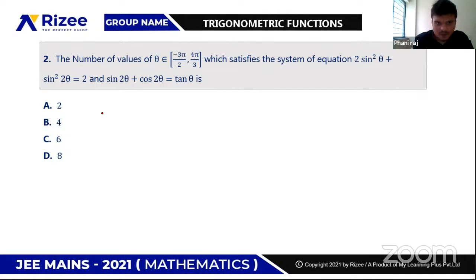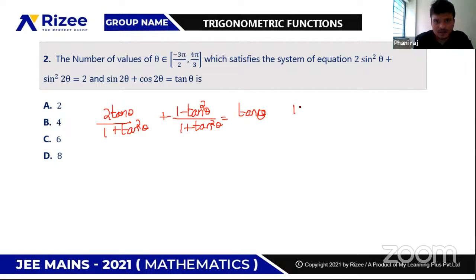So we'll write sine 2 theta in terms of tan theta. What do you get in terms of tan theta? It's 2 tan theta by 1 plus tan square theta, plus 1 minus tan square theta by 1 plus tan square theta, equal to tan theta, correct? These are the standard formulas for sine 2 theta and cos 2 theta in terms of tan theta. I highly recommend you all go through all those things. So now what can you say? 1 plus 2 tan theta minus tan square theta equal to tan theta plus tan cube theta.